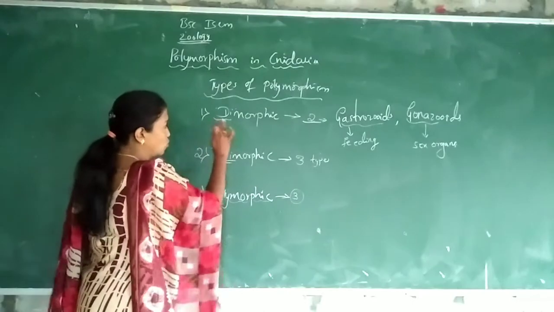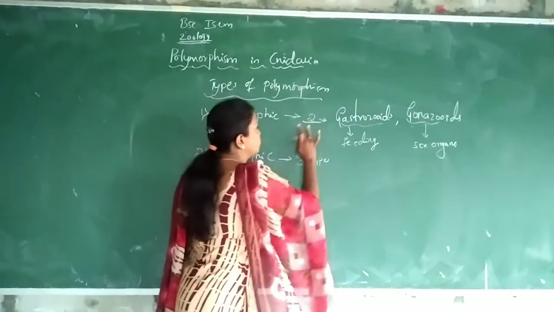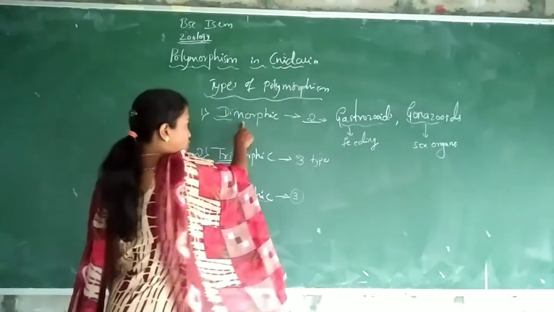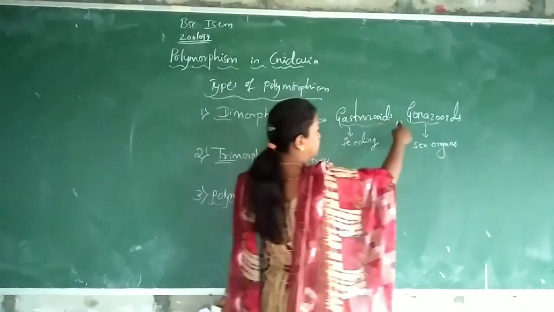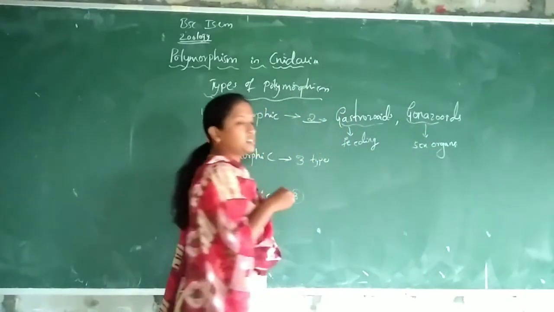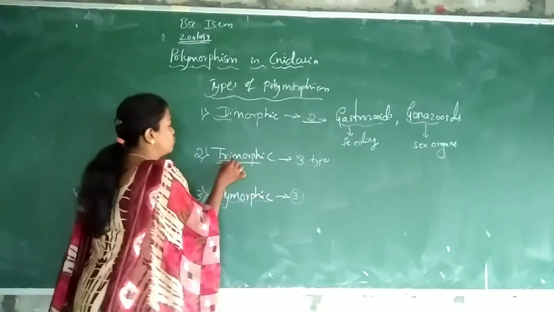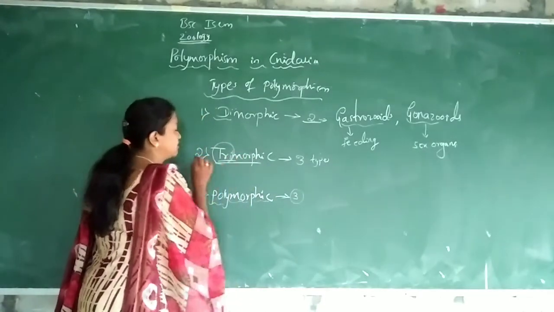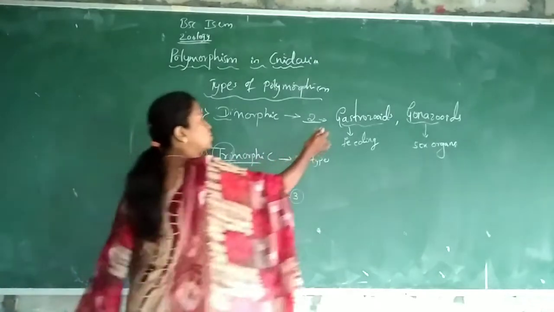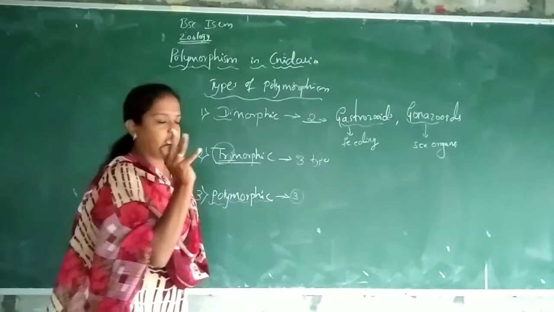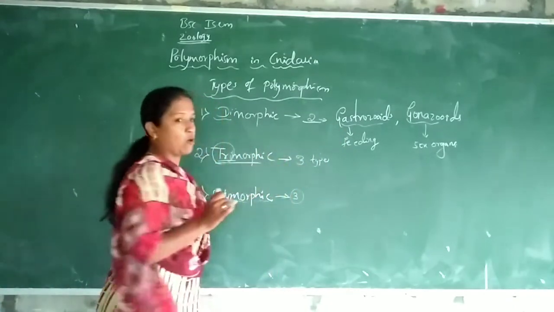Di is nothing but two. The two formations of polymorphism present in the dimorphic are the gastrozoids and the gonozoids. Here in a trimorphic, the name indicates that tri is nothing but three. Here we have to see three types of individuals.